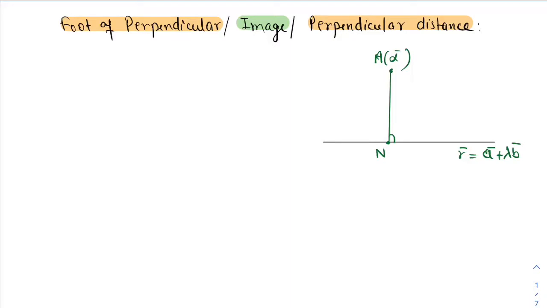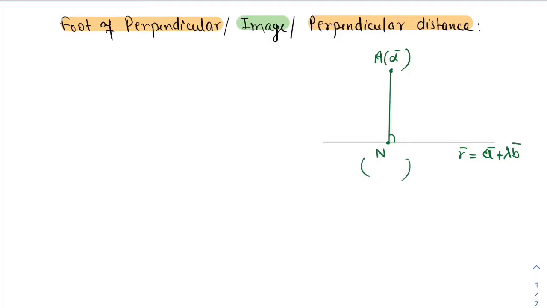Okay, so we are given a point A, that is alpha. Alpha is the position vector of point A. Alpha is a known vector and this is a given line, so this is also a known line for us. It means a and b are given, alpha is also given. We are required to find the position vector of this point, that is foot of perpendicular, which is drawn from the point A on the line r equal to a plus lambda times b.